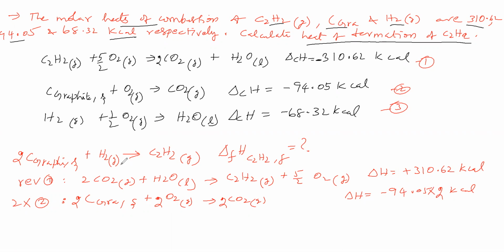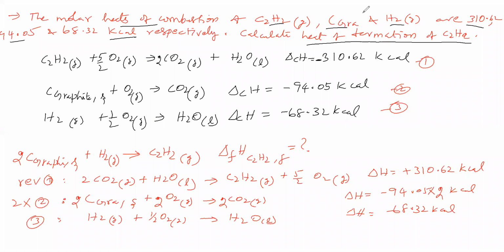Then in the required equation, we have H2 on the left side. That H2 is available in the third equation, on the left side only. Therefore, write the third equation as it is: H2 gas plus half O2 gas gives H2O liquid. For that, delta H is minus 68.32 kilocalories.